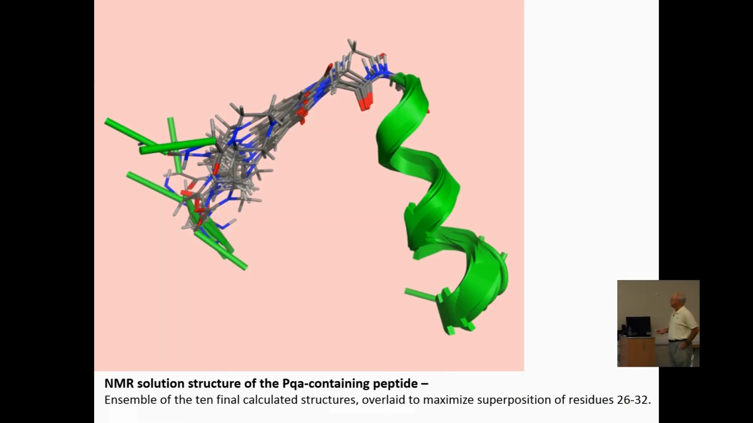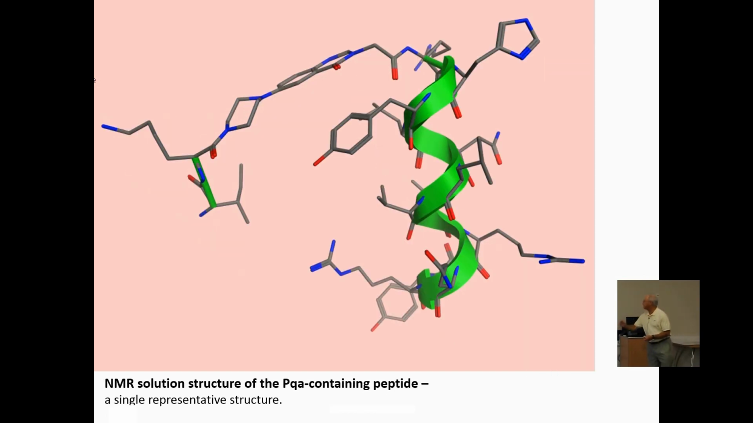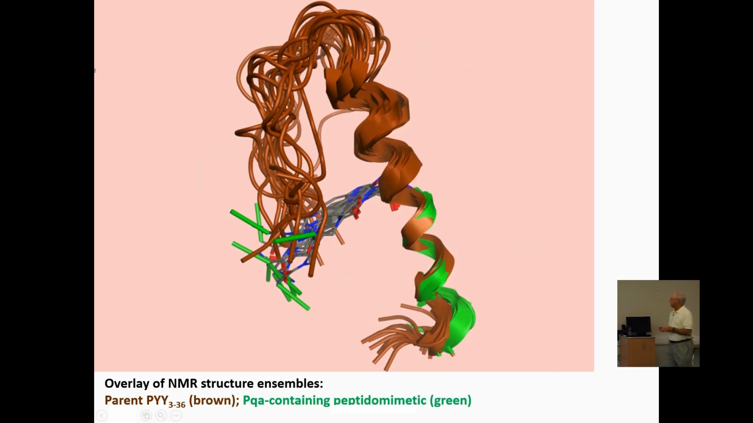And sure enough, if you do the structure of that peptide, you get a nice coherent structure where the organic spacer is giving a rigid spacing. This is just one of the structures, and it shows that this tyrosine seems to be stacking with this organic spacer, which may be helping to keep the structure together. If you overlay the parent peptide, which is in brown, and this peptidomimetic, which is in green, you see that the peptidomimetic is able to mimic the structure of the parent quite well. So the spacer is doing exactly what it was meant to do.